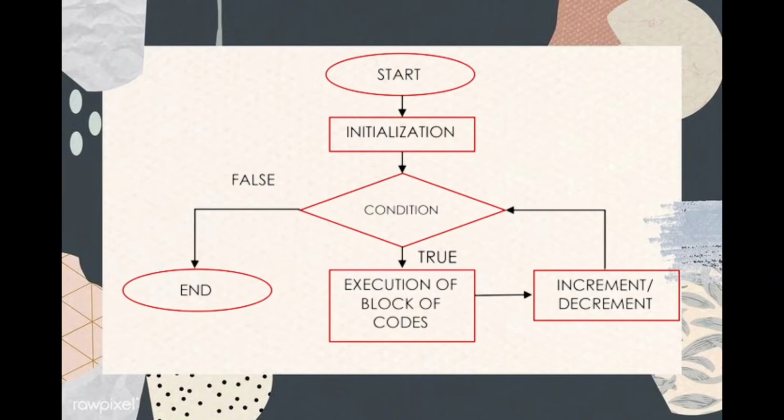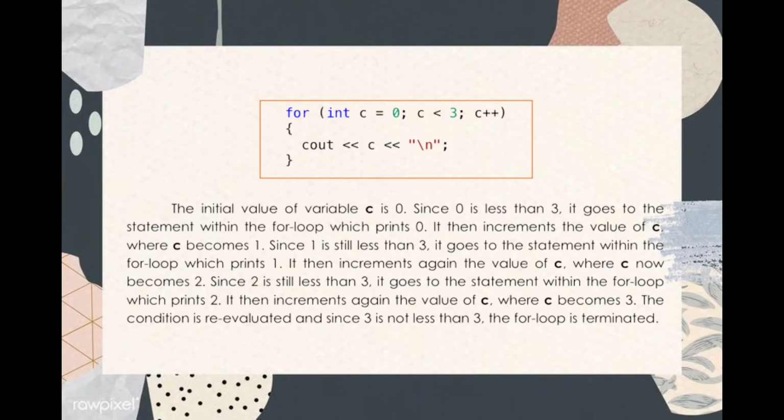It then goes to the condition where it is evaluated whether or not it is true or false. If the condition is false, the for loop is terminated. If the condition is true, it executes the block of codes. The initial value of variable c is 0. Since 0 is less than 3, it goes to the statement within the for loop which prints 0.